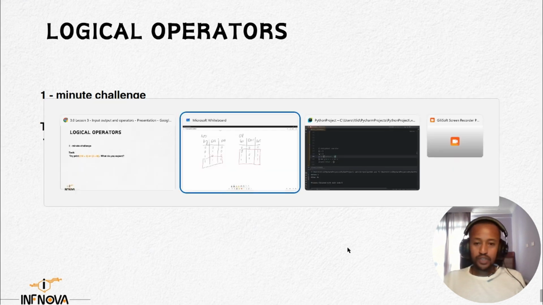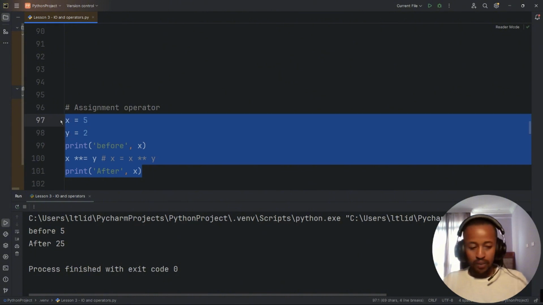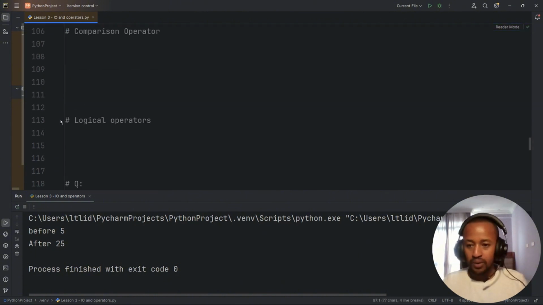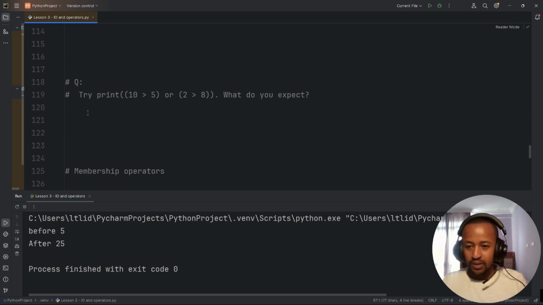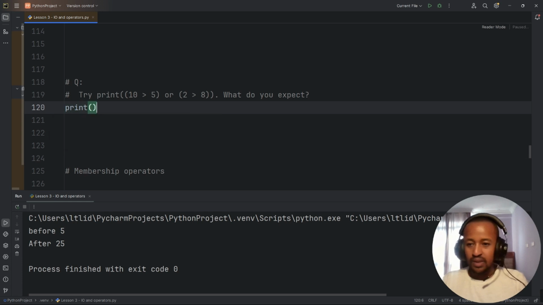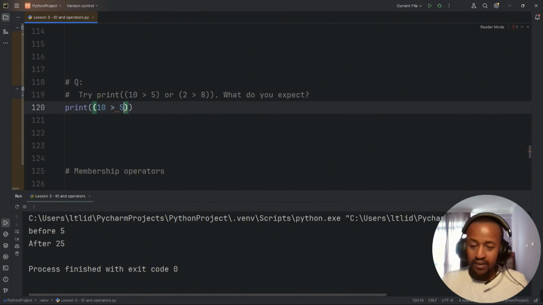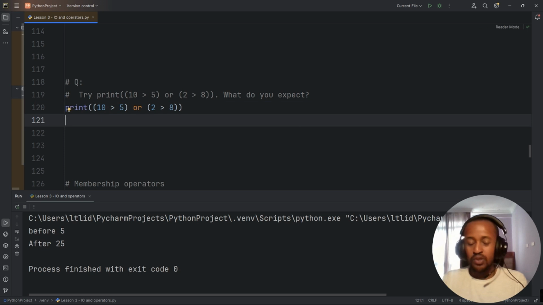Okay, now let's do it together. Let's comment out this part of the code. So print, the output is going to be 10 less than 5. 10 is greater than 5, which is correct. And for the OR gate, if one of the situations is true, you don't even have to worry about any of the situations coming up. So this is going to be true.